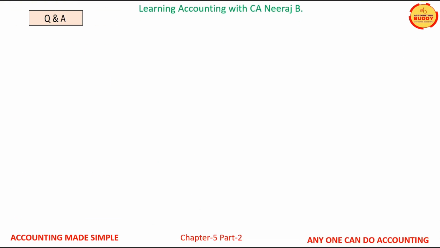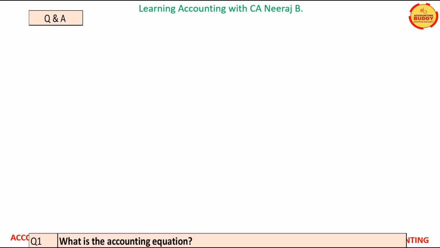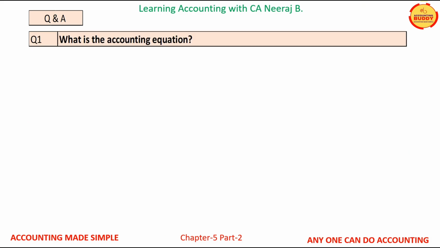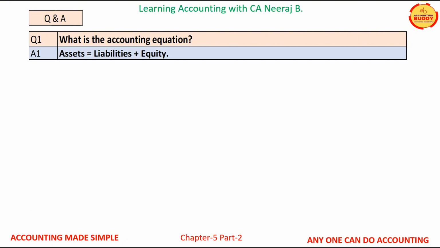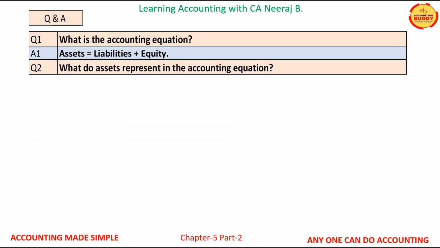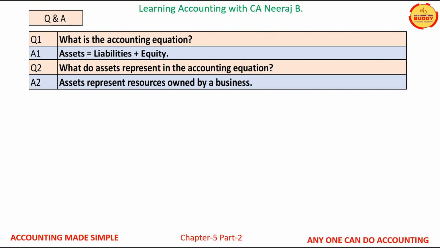Let us now answer a few questions related to the topics which we have discussed just now. Question number 1. What is the accounting equation? The answer is assets are always equal to liabilities plus equity. Question number 2. What do assets represent in the accounting equation? Answer is assets represent resources owned by the business.